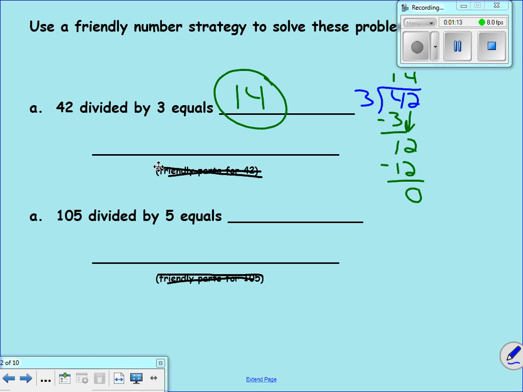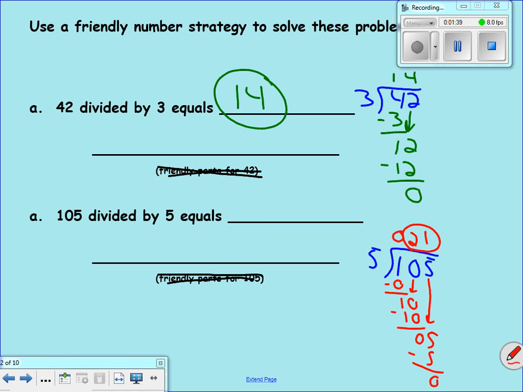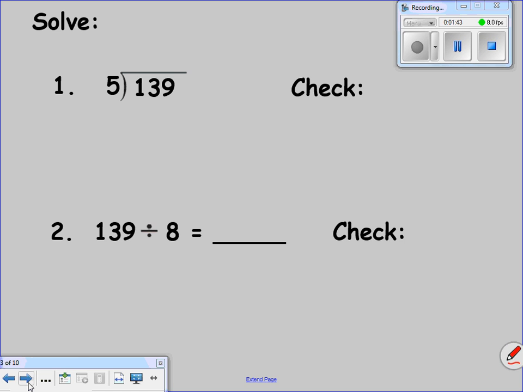105 divided by 5. 5 goes into 1 zero times. 5 times 0 is 0. Subtracting, I get a 1. I'm going to bring down the 0. 5 goes into 10 twice. 5 times 2 is 10. Subtract, I get a 0. I'm going to bring down the 5. 5 goes into 5 one time. 5 times 1 is 5. I'm going to subtract. I get a 0. I'm done with the problem. My answer is 21. Let's keep going.